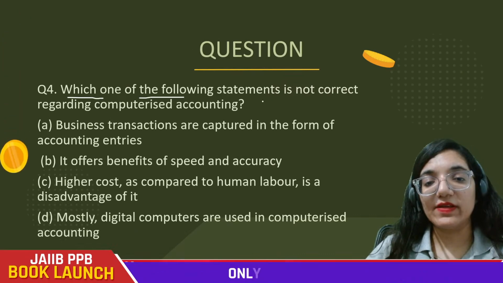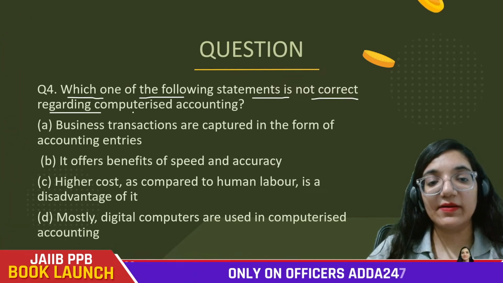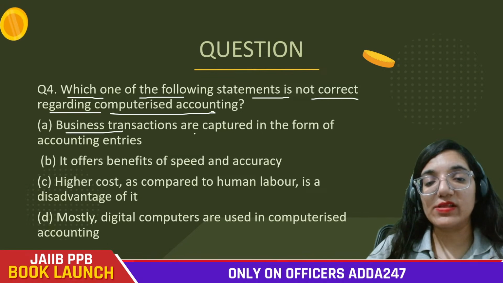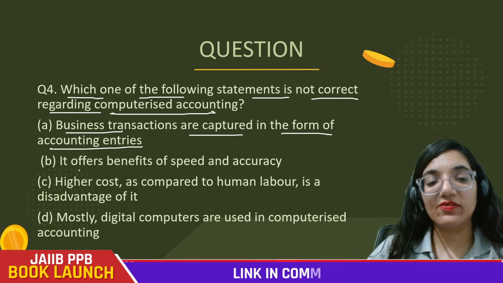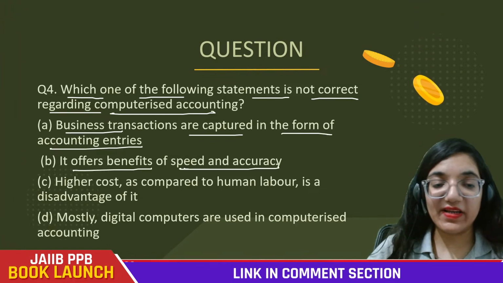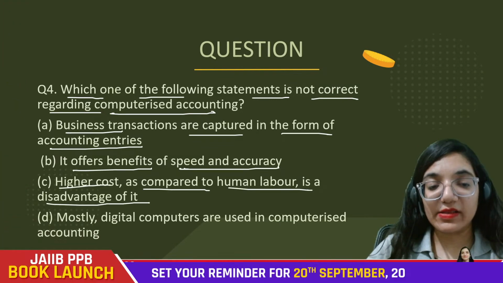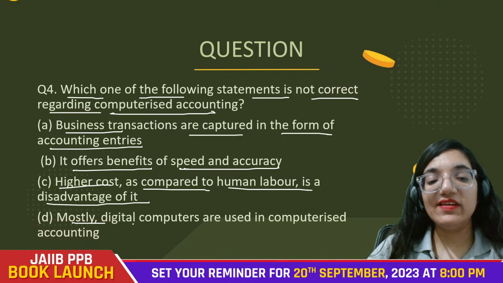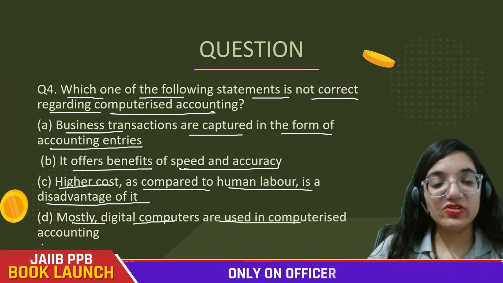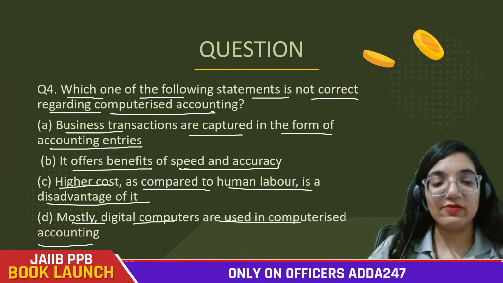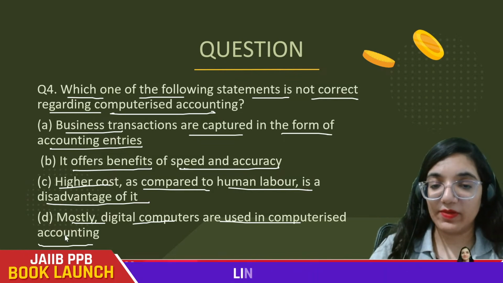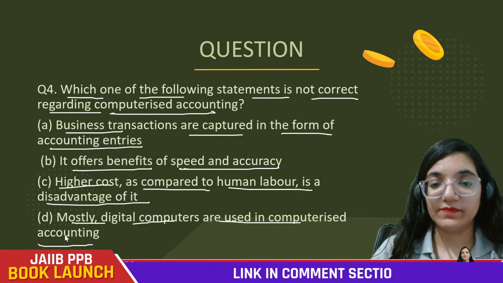Which one of the following statements is not correct regarding computerized accounting? Business transactions are captured in the form of accounting entries. It offers benefits of speed and accuracy. Higher cost as compared to human labor is a disadvantage. Or mostly digital computers are used in computerized accounting. Okay, which one's not true?